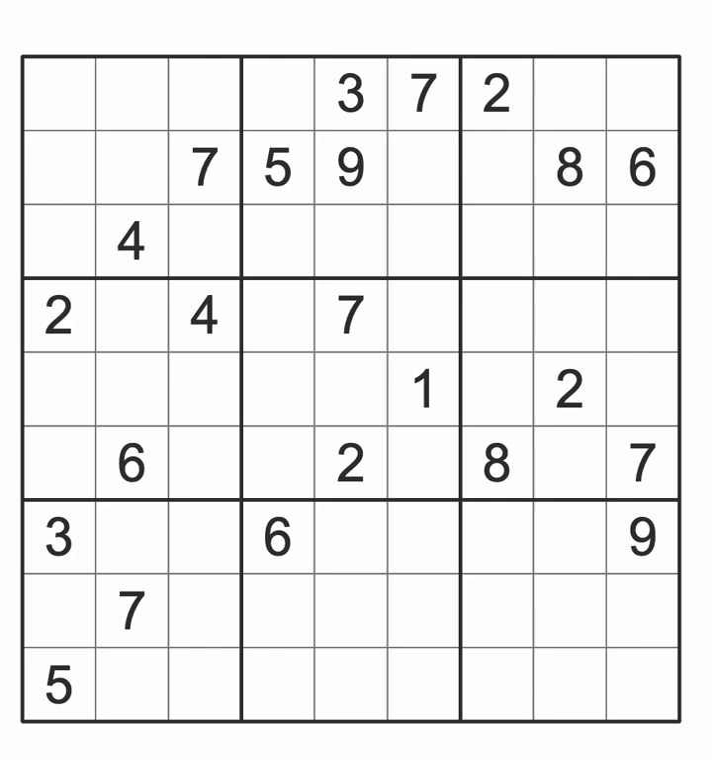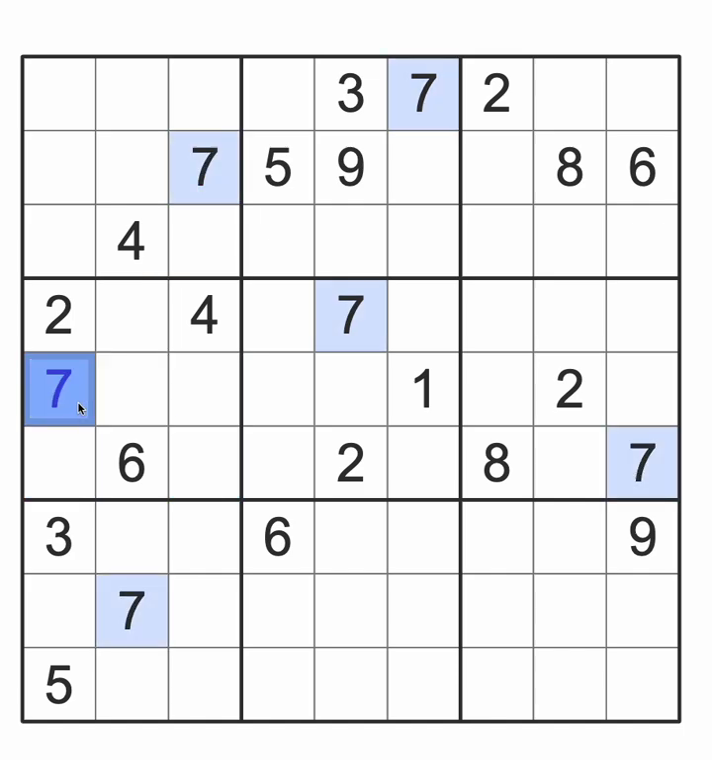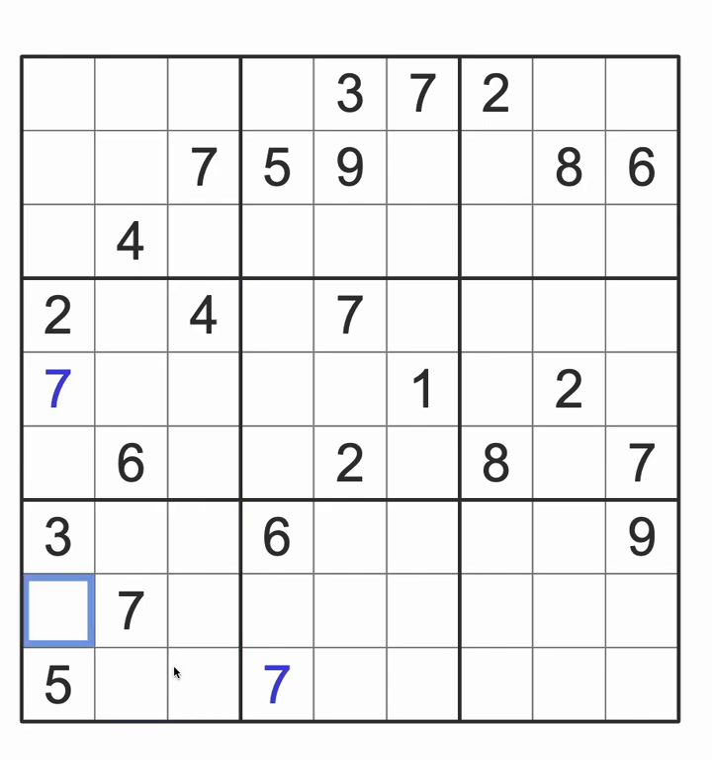Okay, first things first, let me play some singles. I can place 7 in box 4, 7 and 7 and 7. They block these. Gives me 7 here. I can place 7 also in box 8. 7, 7 and 7. They block these. Gives me 7 here. I can place 4 in box 7. Here's 4 and here's 4. So these cells are blocked. Gives me 4 here.